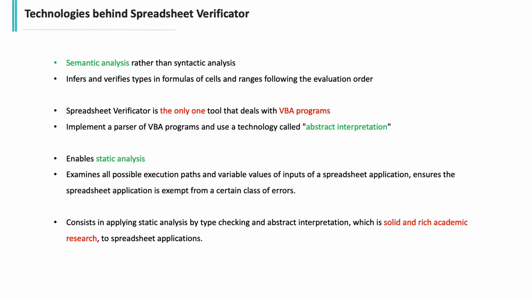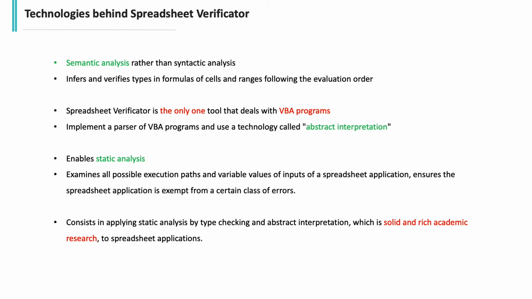Now let's talk a little bit about why Spreadsheet Verificator could detect hidden errors that other tools couldn't find, and the technologies behind the tool. To ensure the correctness of the verification, unlike those tools that undertake a syntactic analysis, Spreadsheet Verificator undertakes a semantic analysis. It infers and verifies types in formulas of cells and ranges following the evaluation order of a spreadsheet.